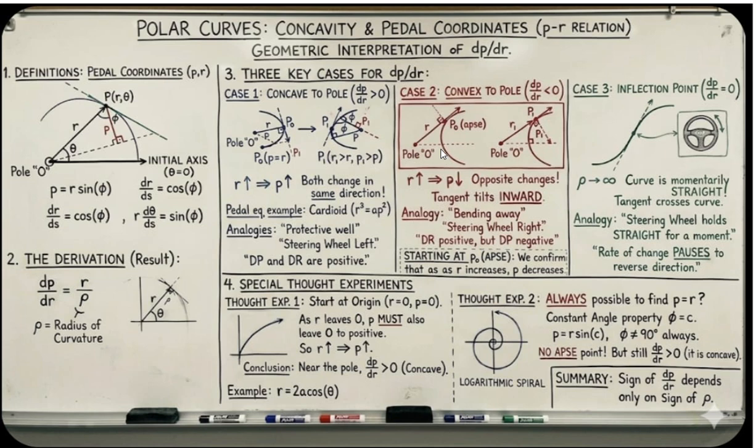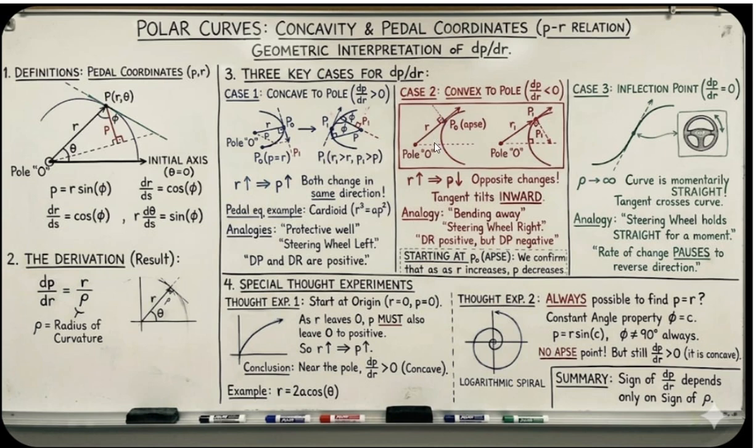See, because as we move, the tangent is inverting towards the pole here. That's why r increases and p decreases. If dr is positive and dp is negative, therefore I can say that dp by dr is negative, convex to the pole. See, with the diagram you can clarify here.